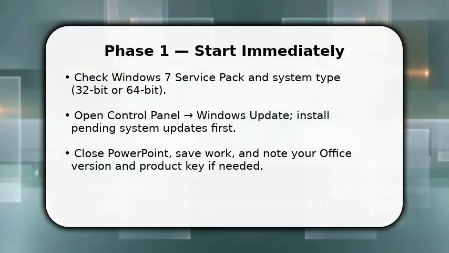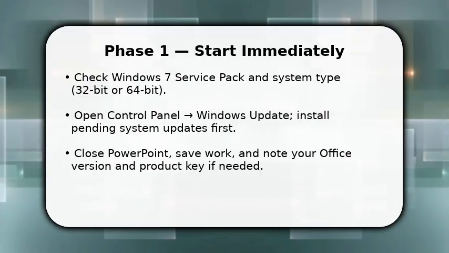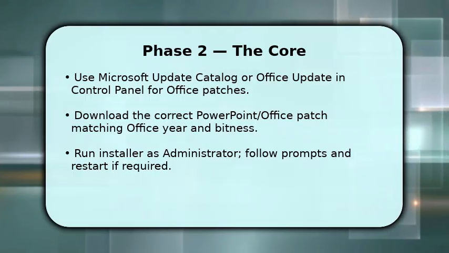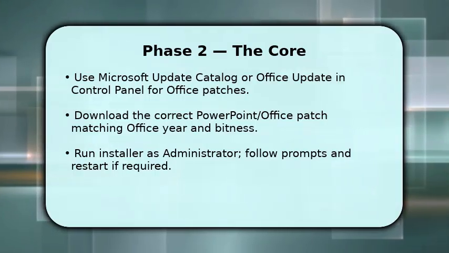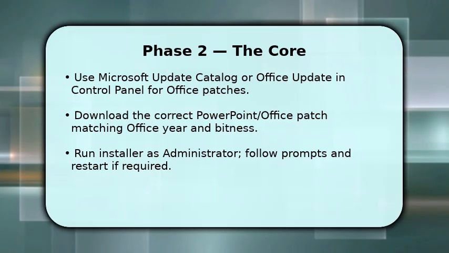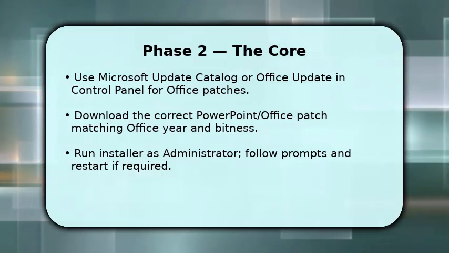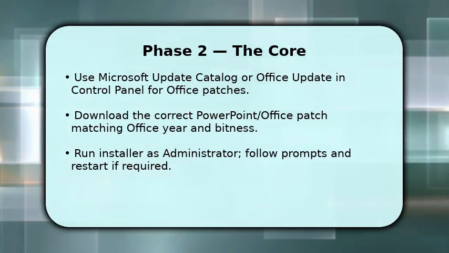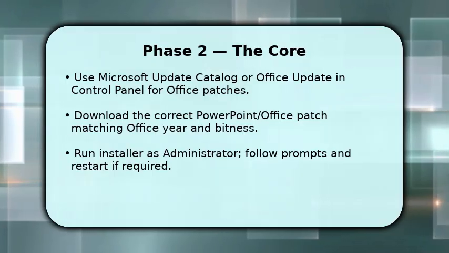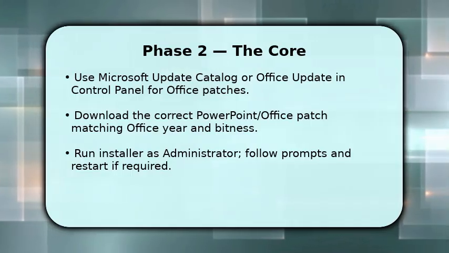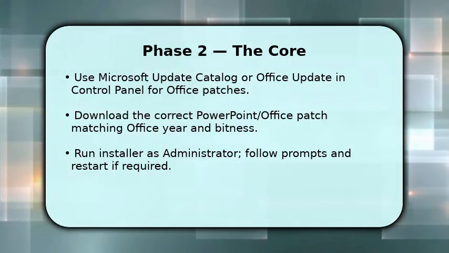Next, update Office components. Open Microsoft Update or Office Update in Control Panel and check for Office-related patches. If automatic update fails, go to the Microsoft Update catalog and download the specific patch that matches your Office year and 32/64-bit type. This prevents compatibility errors. Run the downloaded MSI or EXE as administrator, follow the installer prompts, and allow any required restarts.